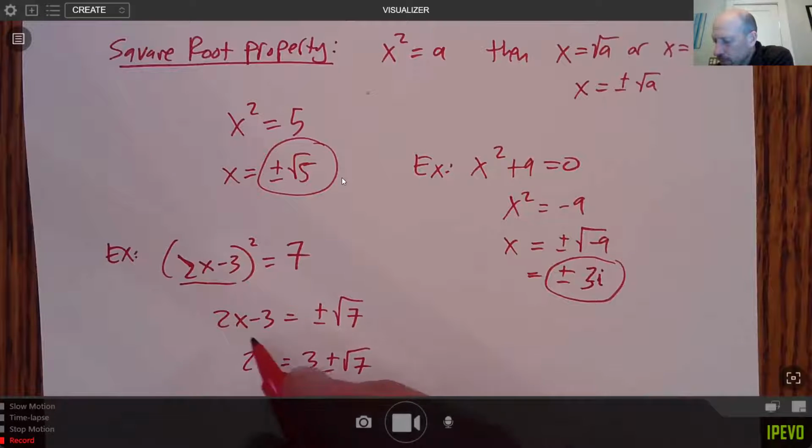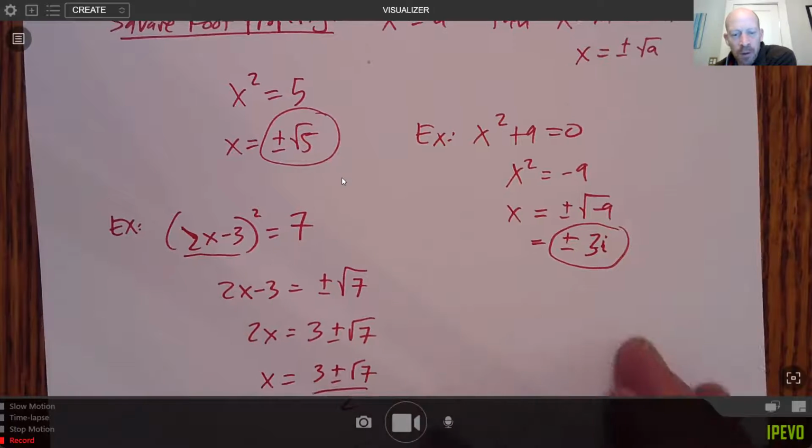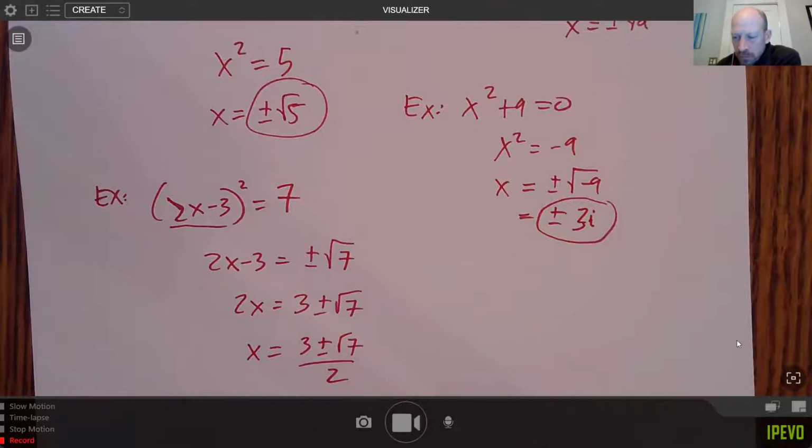So if you add a 3 to both sides, you can just do 3 plus the square root of 7 and 3 minus the square root of 7. And if we divide by 2, we get an answer that looks like that.